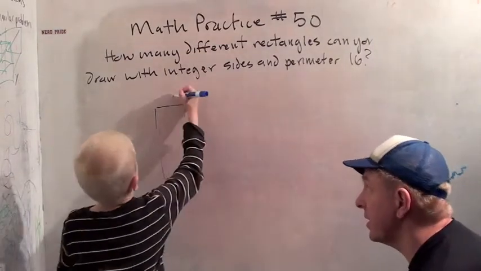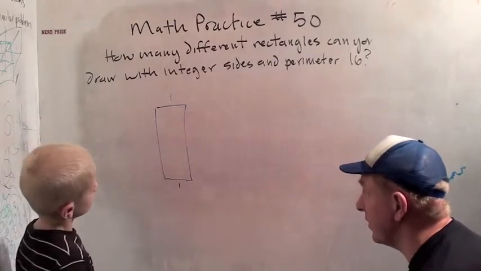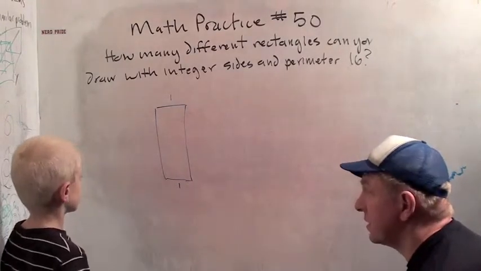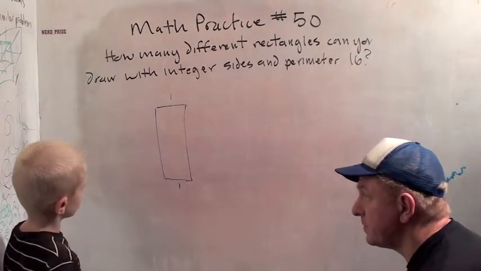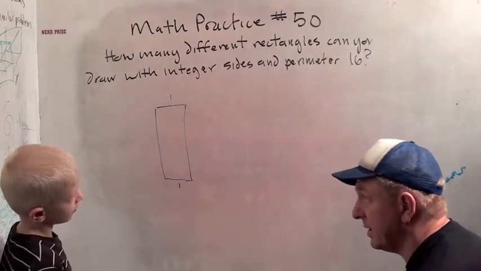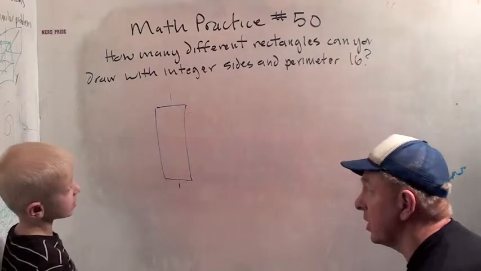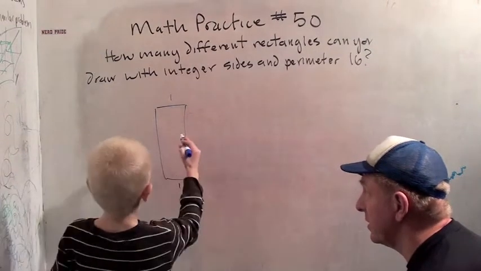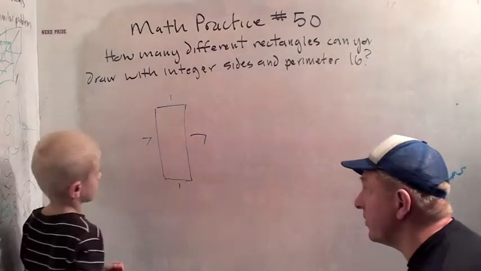Anything else is equal to 1? Good. Now what are the other sides, if one side is 1? That would equal 2, so something would have to equal 14. Okay, so these would be 7. Very good. Okay, so there's one rectangle.